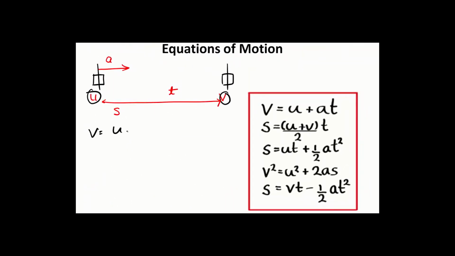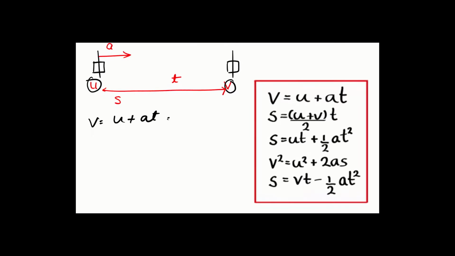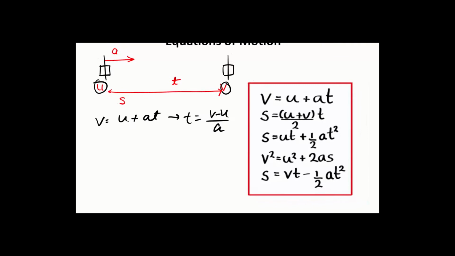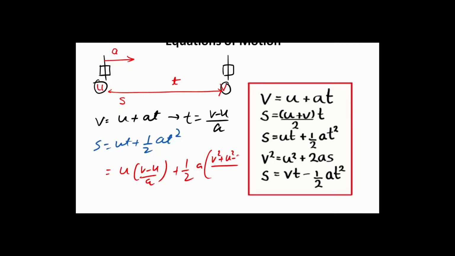So if v is equal to u plus at, that gives me time must be equal to v minus u over a. And if displacement is ut plus half at square, and I don't want this equation in terms of time, then I can replace time from the first equation as v minus u over a. And if I do that, it would become u into v minus u over a plus half into a into v square plus u square minus 2uv over a square.